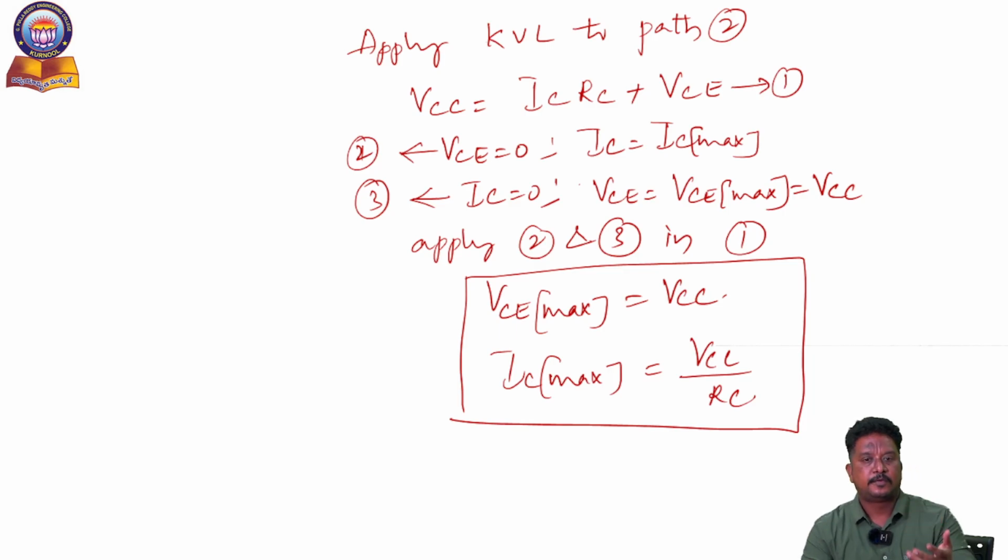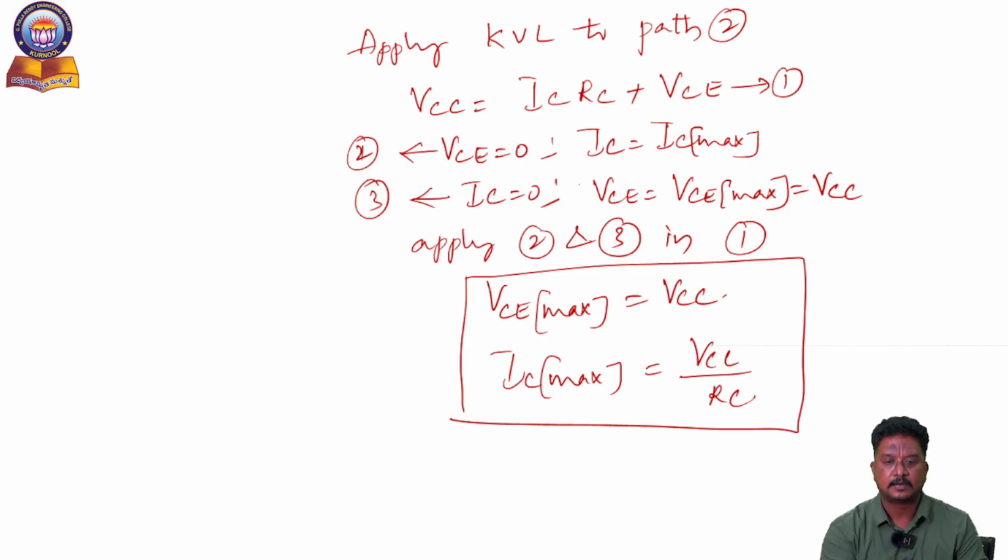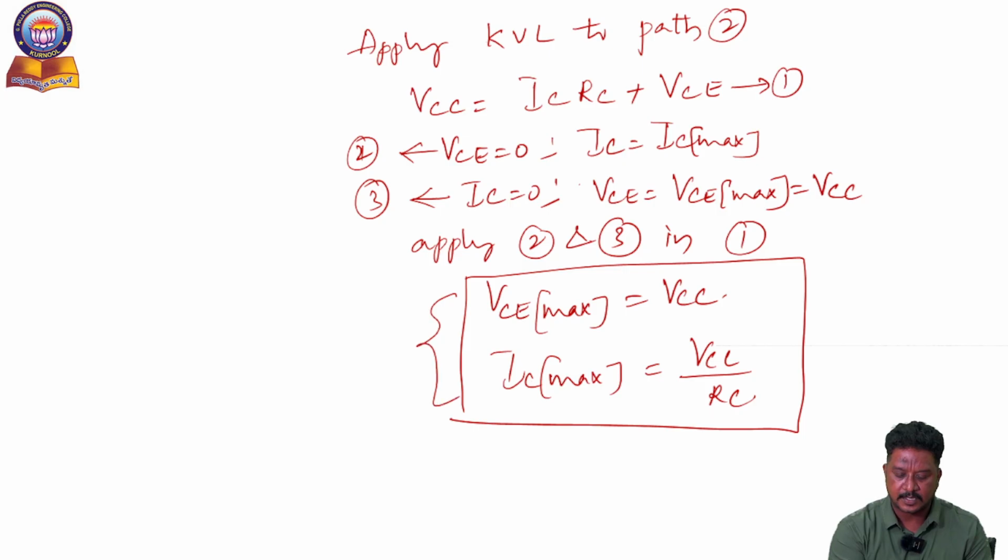Once you come across any numericals, you will try to understand. Later I will go for the numericals. First I am concentrating on theoretically how we locate the DC load line as well as the operating point. These 2 points are required to locate the DC load line.